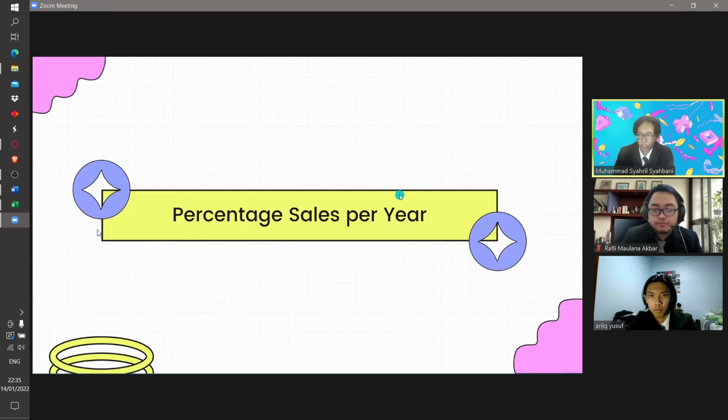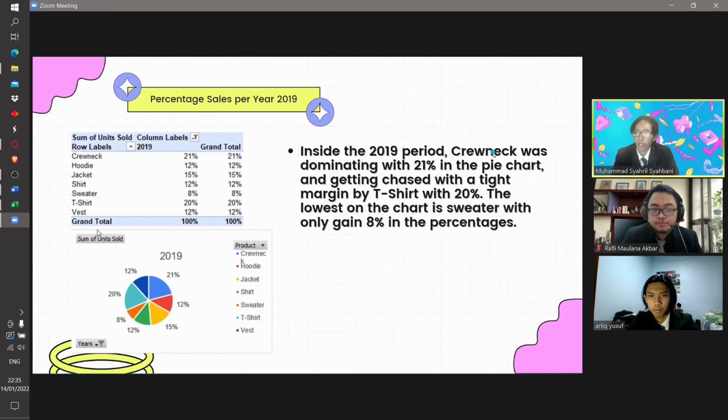Percentage sales per year. In the 2019 period, crewneck was dominating with 21% in the pie chart and getting chased with a tight margin by t-shirt with 20%. The lowest on the chart was the one that gained only 8% in the percentage.